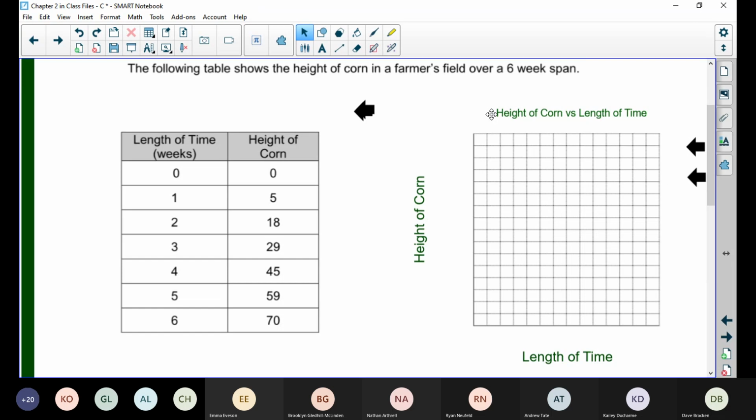Now, let's take a look at the bottom. We need to fit these numbers right here, 0, 1, 2, 3, 4, 5, and 6, onto the bottom. What would be a good scale to go up by? When I say what would be a good scale to go up by, I want the number that we're going to make every single line worth. Is every line worth 1 or 2 or 10 or 50 or 100? What is every line going to be worth?